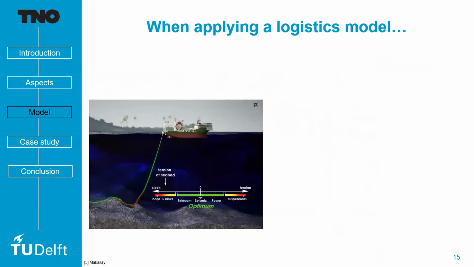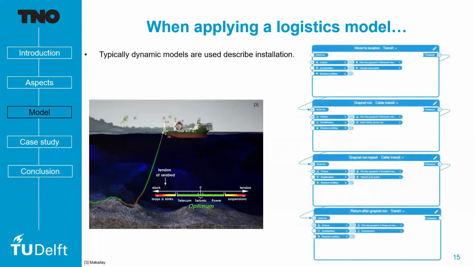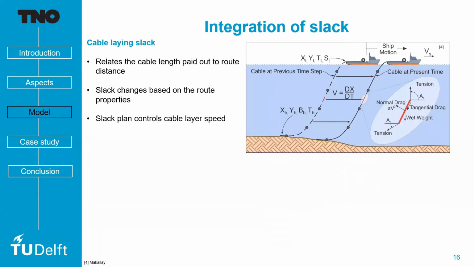So when applying a logistics model, we have to take into account many factors. So these are, for example, the tension of the seabed and the slack. Slack is a very important dynamic property of cable laying. And these are, for example, how we represent functions of cable installation during a typical logistics model process. So slack is a very important point that has to be integrated into the model.